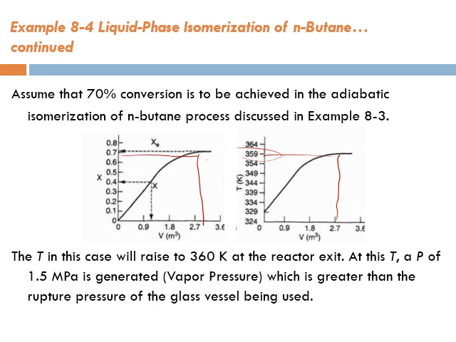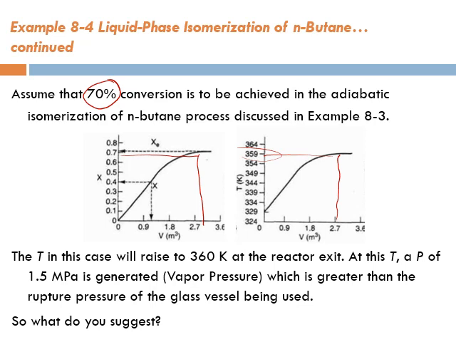At this temperature, a pressure of 1.5 megapascal is generated due to the vapor pressure buildup, which is greater than the rupture pressure of the glass vessel being used. So what do you suggest? We are still interested in achieving 70% conversion. However, there's a problem, which is the increase in temperature, which leads to buildup of pressure. So what do you suggest?